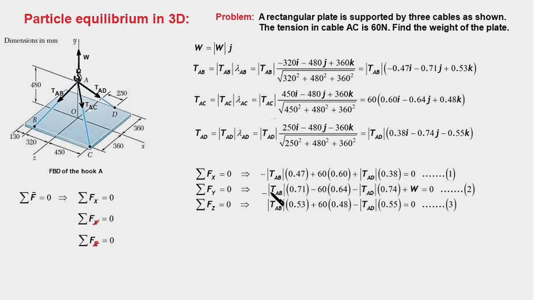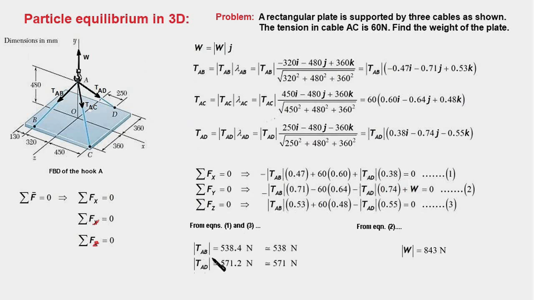In the next equation, we have four terms. So we pick j components from all the forces, sum them up, and equate it to 0. So we get this equation. And likewise, when we pick the k components and sum them up and equate it to 0, we get this equation. So now we have three equations, and notice that in the second equation, we have three unknowns, W, TAD, and TAB, while in the first and third, we just have two unknowns, TAB and TAD. So we have a set of simultaneous equations which can be solved to get TAB and TAD.